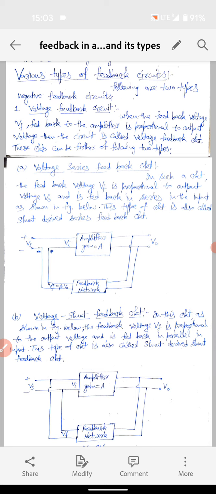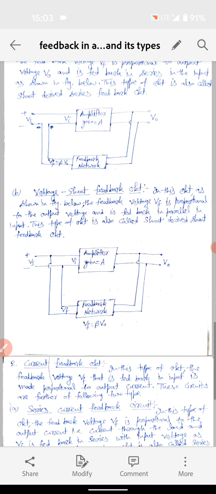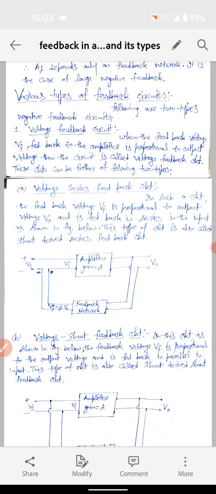Okay, there are basically two feedback circuits. One is the voltage feedback circuit and the other is the current feedback circuit. Because only two things we can feed to the input, either we can feed voltage or we can feed current. Okay, so broadly there are two, but within those two, say the voltage feedback circuit, again we can feed that output voltage to the input in two ways, either in parallel or in series.